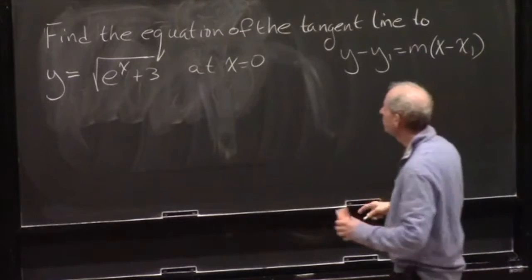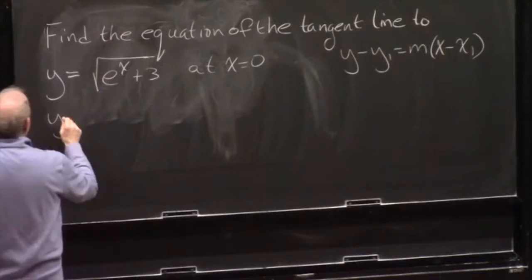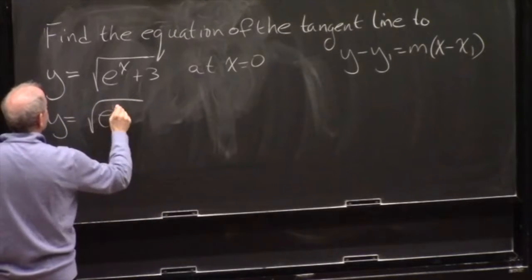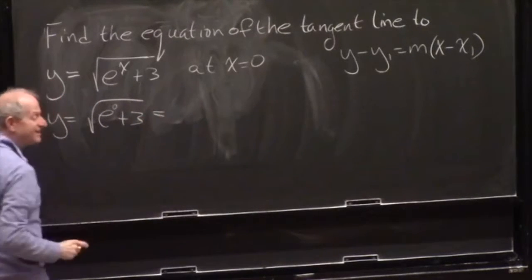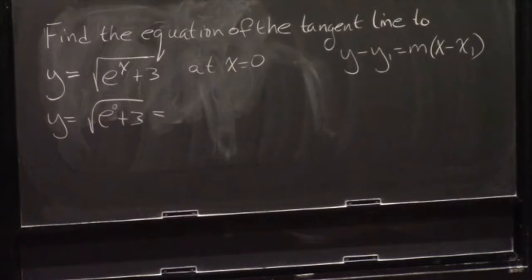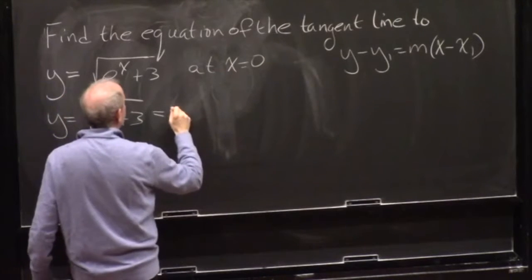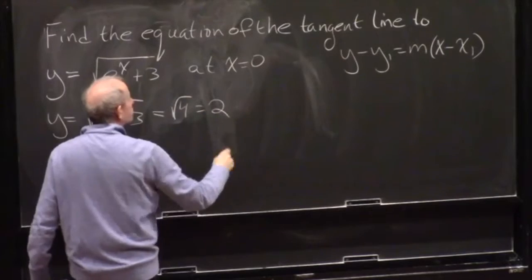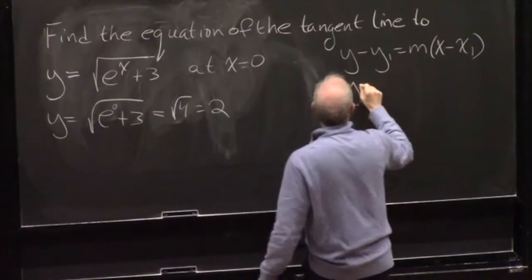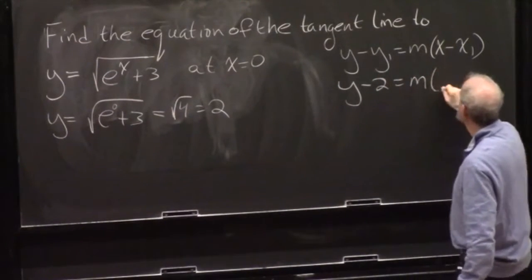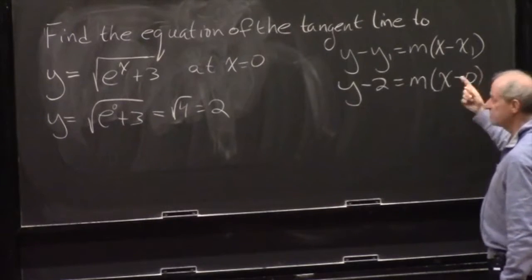So first, let's find y. At 0, you get the square root of e to the 0 plus 3. What is e to the 0? 1, because anything to the 0 is 1. So it's the square root of 4, which is 2. So we know this is y minus 2 equals slope times x minus 0, or just times x.